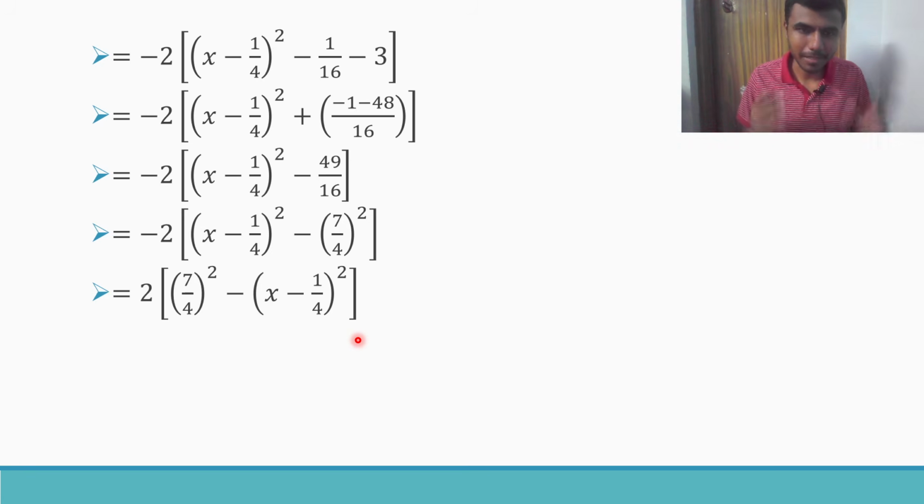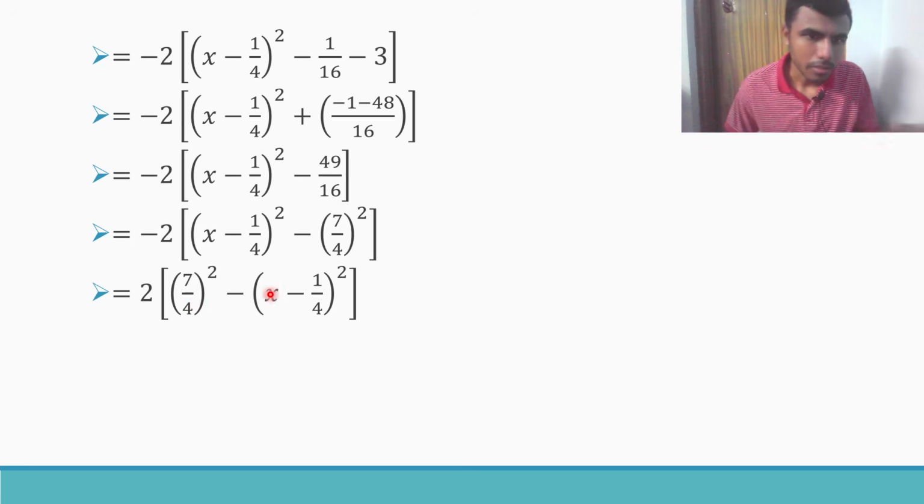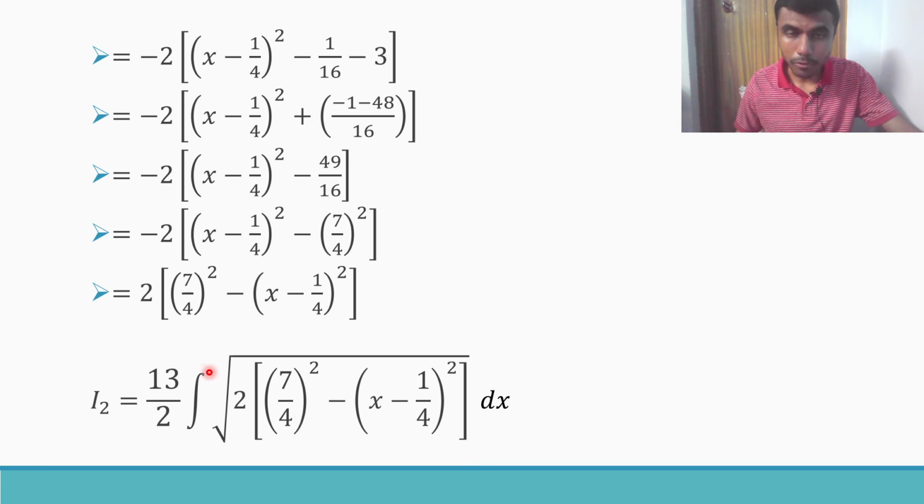Once again I'm sorry, I made another mistake. I told you guys in the beginning that I would write this as a perfect square plus another perfect square. Actually it came out as perfect square minus perfect square. Sorry for that, but the concept you got right. Basically we are going to get perfect squares. That's the concept. Now let's come to our integral.